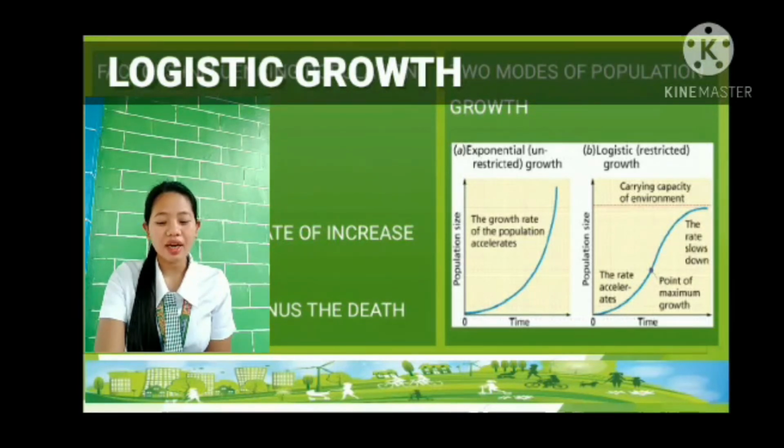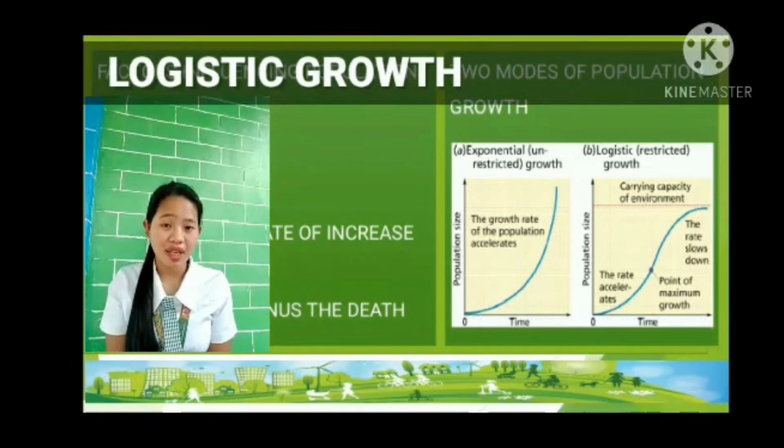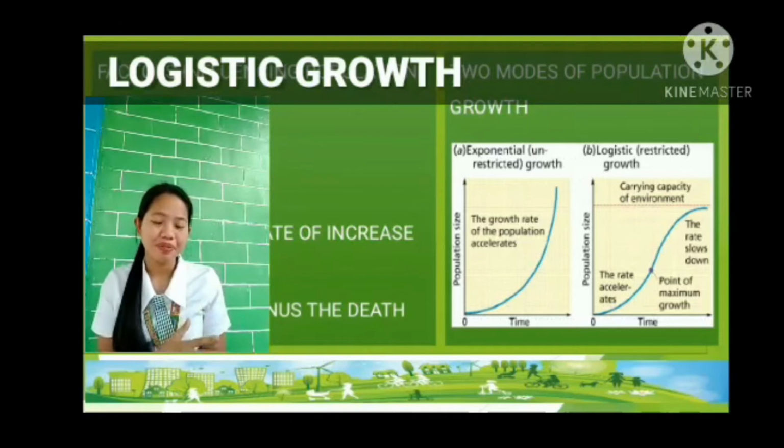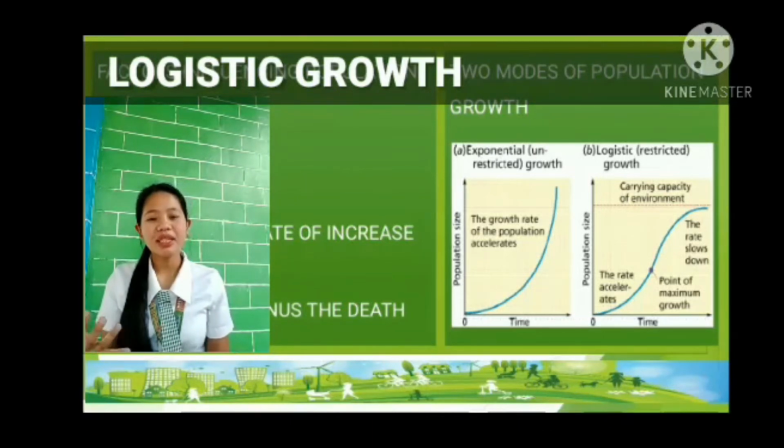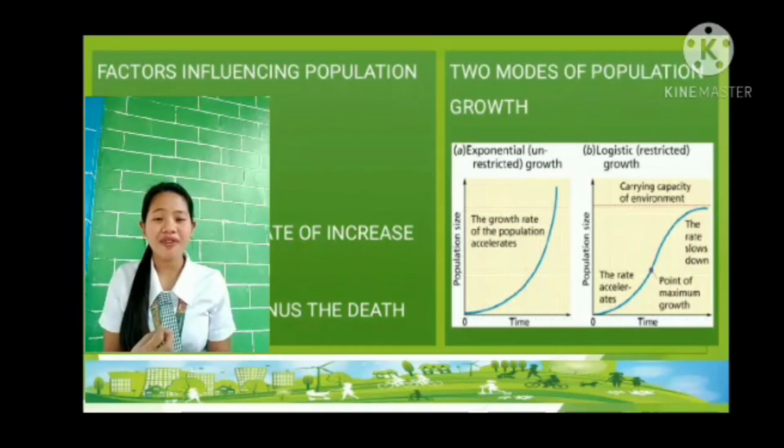When the carrying capacity of the environment is reached, it will result in an S-shaped curve, as you can see in the diagram on the right. So that is the exponential curve and the logistic growth.